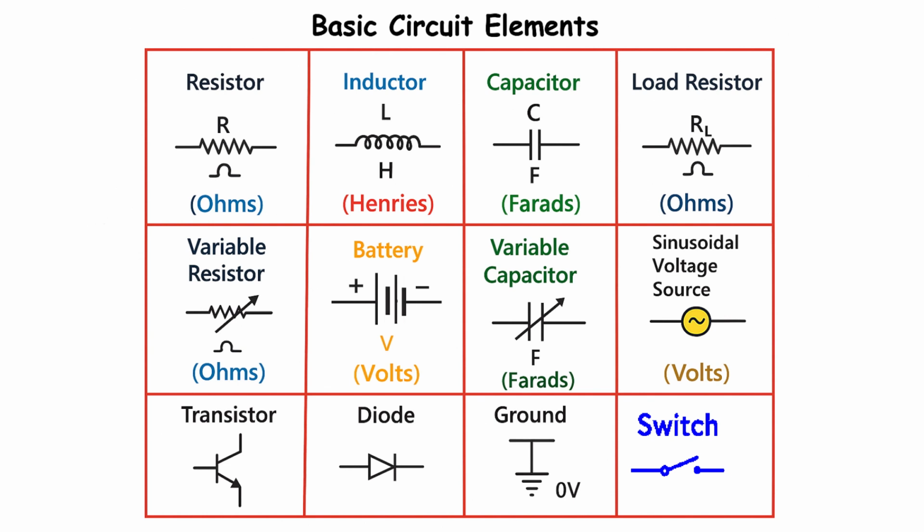Volume knobs on an old radio or dimmer switches for lights are classic examples of variable resistors. They are also measured in ohms.